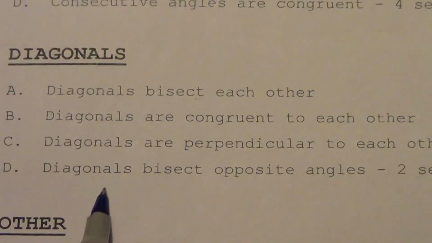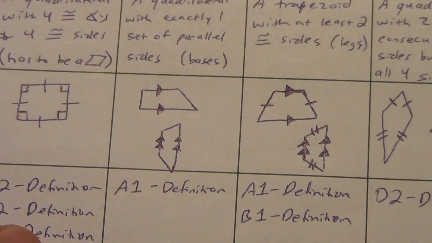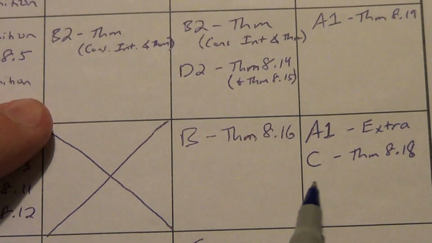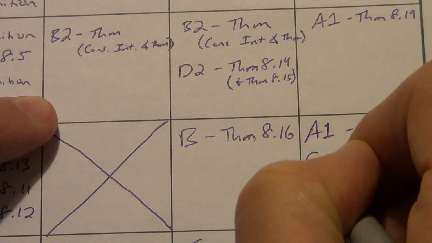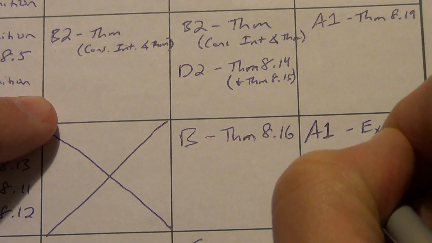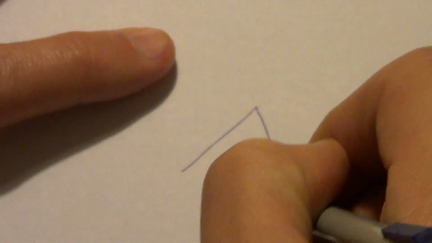So we have the diagonals bisecting 1 set of opposite angles. So we're going to write D1 right down here in the diagonal box. Now this again is not something that's in your book, it's just extra information. Here's the main thing you need to understand, so I'm going to draw this out for you. When you're dealing with a kite, there is one diagonal that does all of the bisecting.